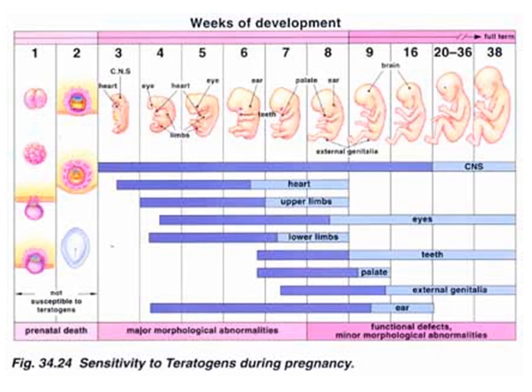And then later, weeks 8 through 38, functional defects. So something doesn't function correctly, and minor morphological abnormalities. And you can see when things are developing. So the heart is done being developed by the 8th week of development. So if a teratogen comes in the 38th week, it's not going to affect the heart. It could affect the central nervous system, the eyes, the teeth, and external genitalia. So this is a really cool chart that breaks down teratogens and what impact they might have.